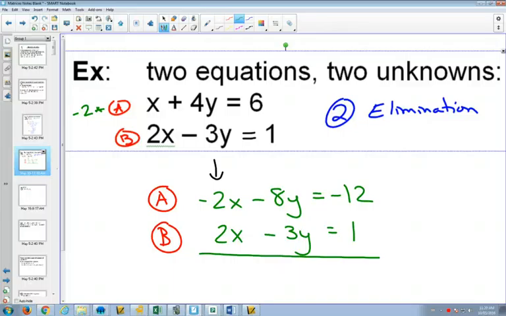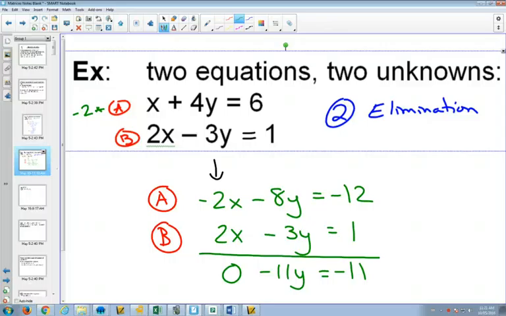And when we add the equations together, our x's get eliminated. That's why it's called elimination. -8 plus -3 gives us -11y. -12 plus 1 gives us -11.